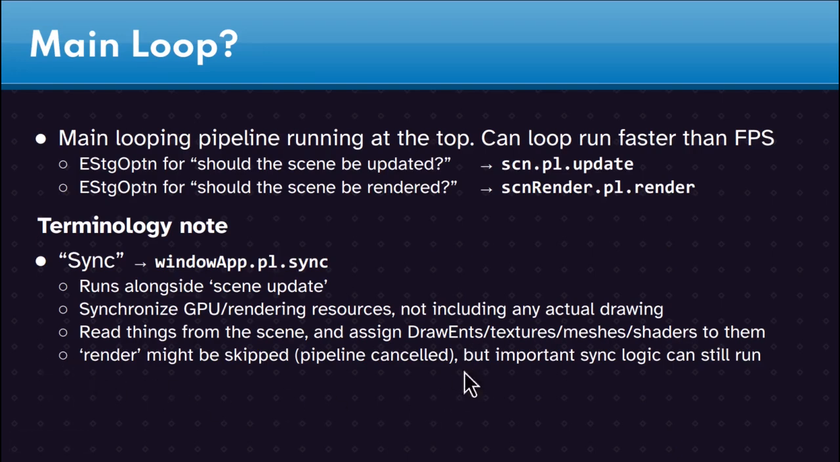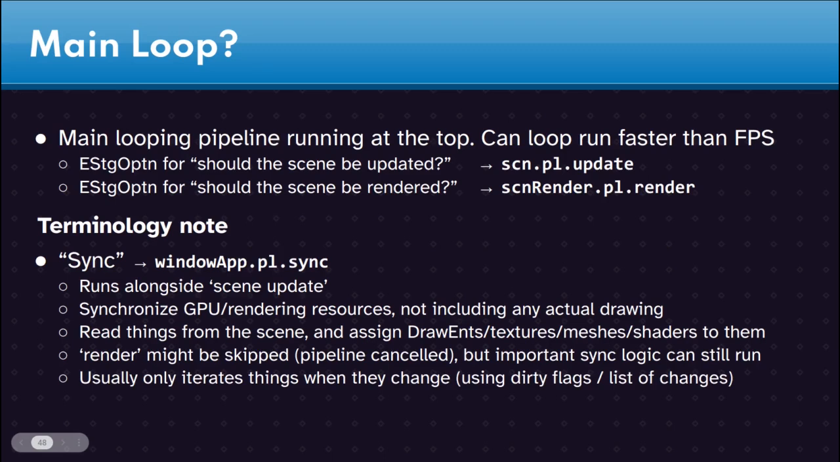So if we choose to skip frames, or else this would just be tied to the scene update or the render. And the sync step, you just find sync mentioned here and there all over the code base, but this usually only iterates things when they change. So there's like a list of changes or dirty flags, if you know what those are. So that when something is not changing, it won't be iterated. It won't be updated by the sync step.